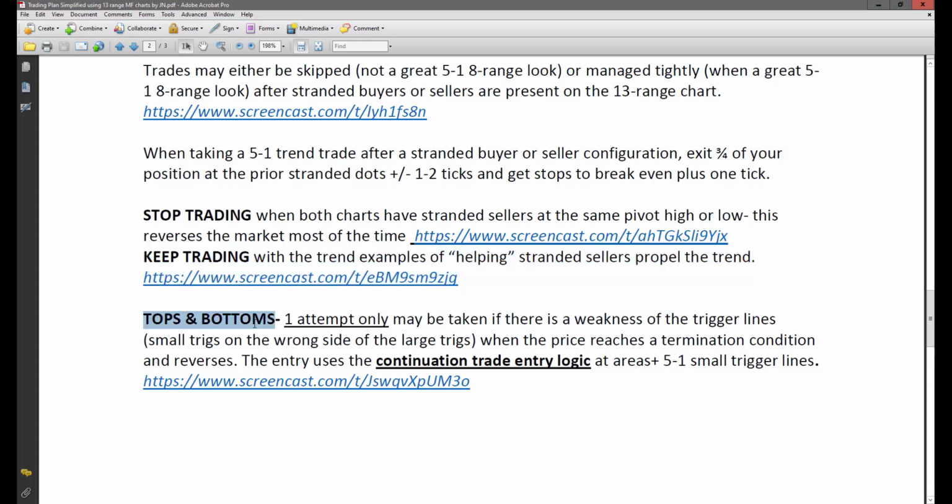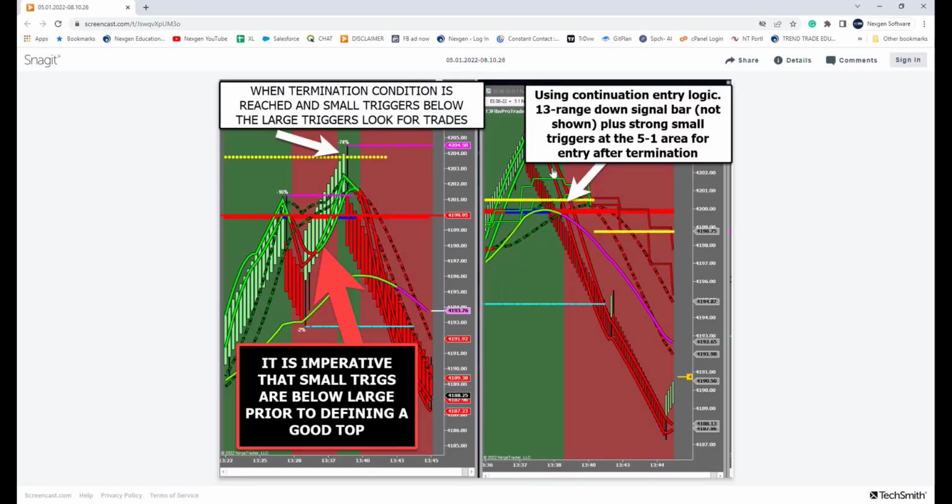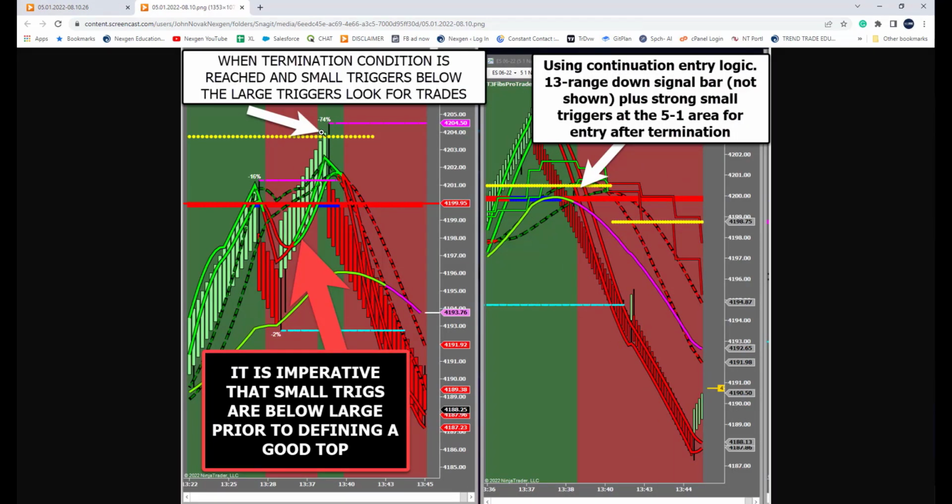Now, I will say tops and bottoms are good to trade if, first of all, you know that video and you know what a good top or bottom is, and you know what termination on every chart means. And again, the entry uses continuation logic. So we're not inventing a new trade. We're not doing anything different. We're using the continuation logic after a good top.